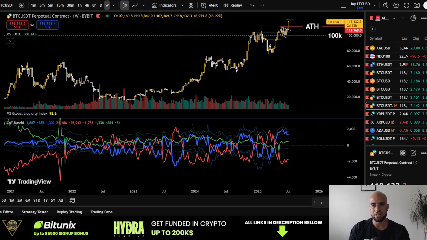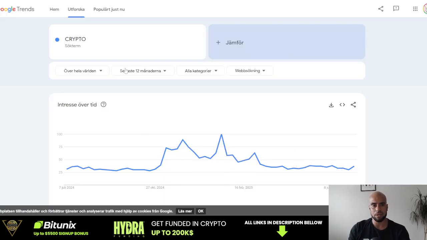All right, we need to see the Google trends, that the popularity for searching for crypto, for Bitcoin, for altcoins is going up. Right now it's very low, as you can see.